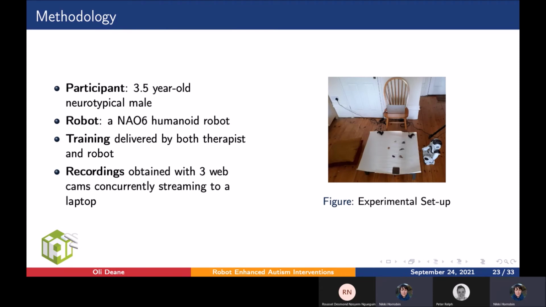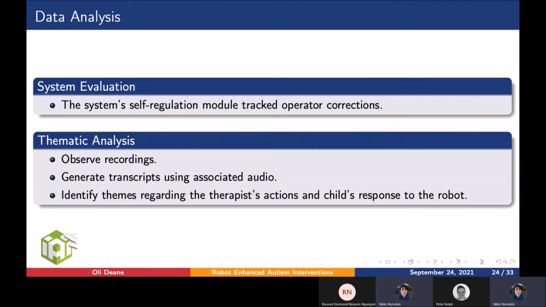So the methods here was we recruited a 3.5-year-old boy. We used the Now 6 humanoid robot. During the session, both the therapist and the robot delivered some of the protocols, and then we recorded the entire thing with 3 webcams. And so for evaluating the system, we implemented a self-regulation module where the robotic system would just track how many times the operator had to correct the robot. And we use that as a proxy for the accuracy of both the visual and the auditory sub-processing systems.